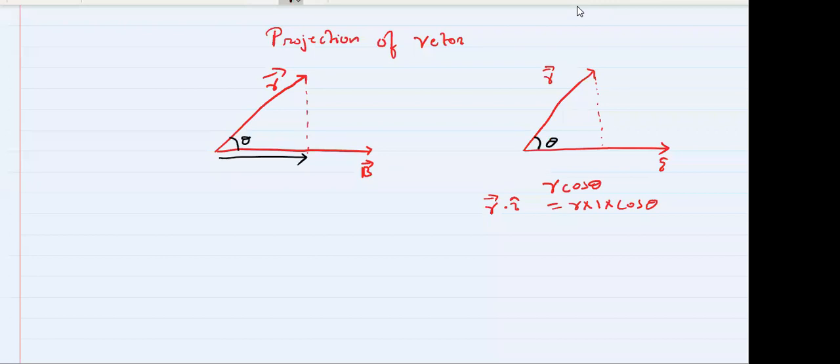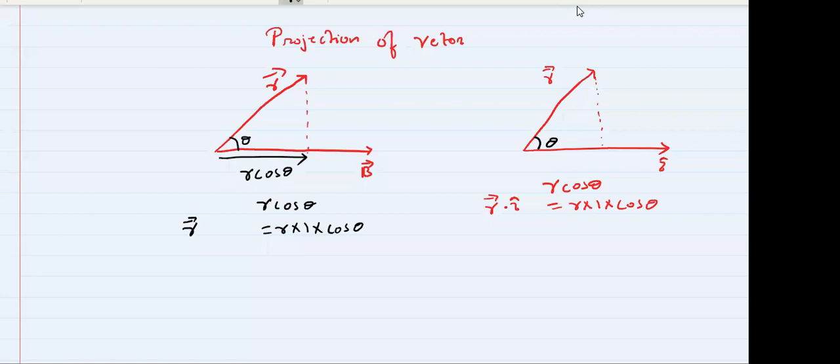So what is this? I'm explaining this again, Yashash. You just have to take the component. Projection means component along that vector. So this is nothing but r cos theta only. It will always be r cos theta, because it is a right angle triangle, base of right angle triangle always. So it will be r cos theta only, which will be r into 1 into cos theta.